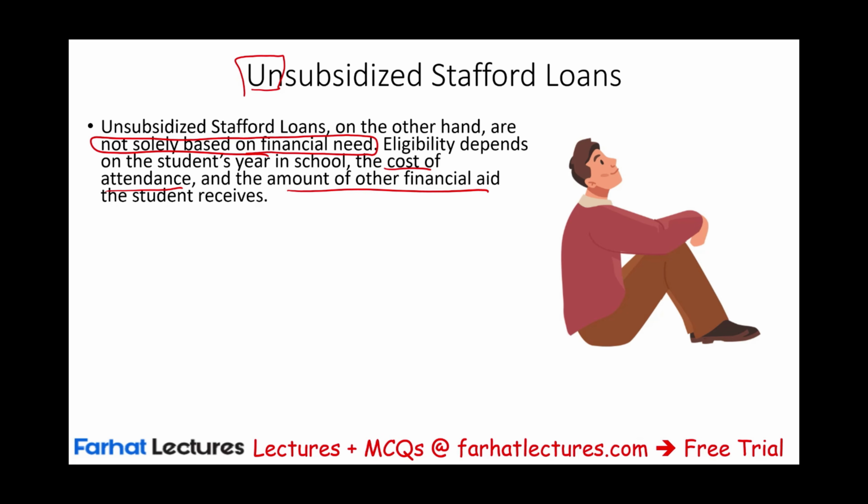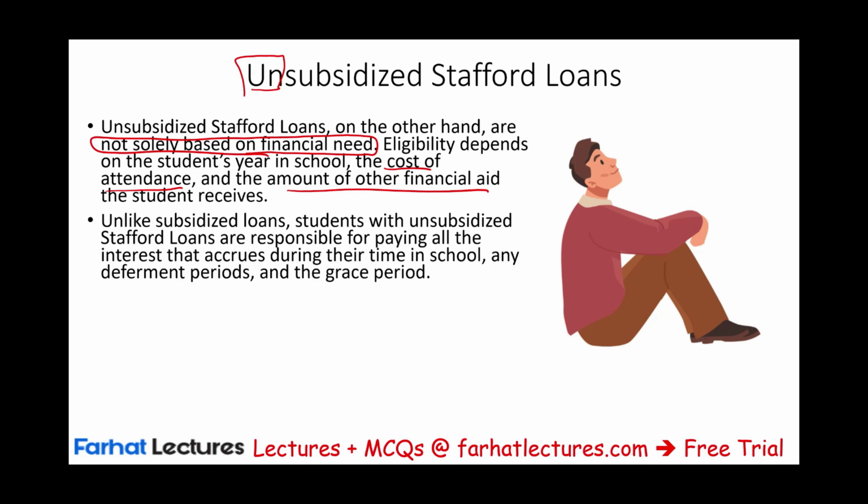Unlike a subsidized loan, students are responsible for paying all the interest that accrues during time in school, and any deferment period and any grace period. What does that mean? It means if you're not paying it, interest is being added to the principal as time goes by. It means by the time you graduate, you're going to have to pay the original loan plus all the accrued interest. Now, again, you can pay the interest if you choose to, which is going to help reduce your cost, assuming you have the money.